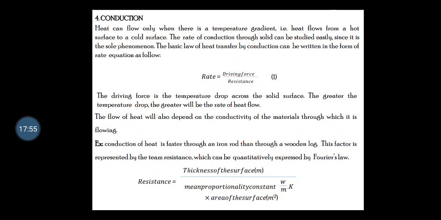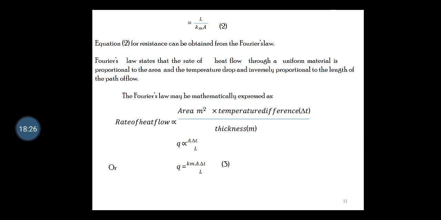which can be quantitatively expressed by Fourier's law, wherein resistance is directly proportional to the thickness of the surface, measured in meters, but inversely proportional to the proportionality constant, represented as W/(m·K), multiplied by the area of the surface, measured in square meters. So your equation 2 would be capital L upon small k_m multiplied by area. Equation 2 for the resistance can be obtained from Fourier's law.